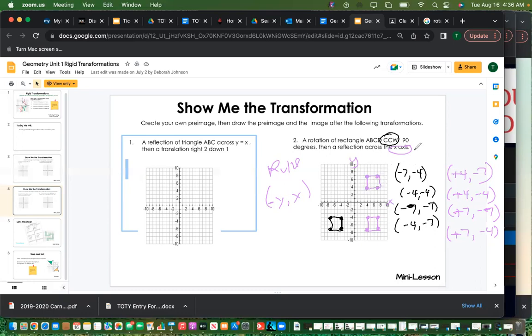Okay, remember the rule for reflecting across the x-axis is to change the sign of your y value. And that's exactly what we did. So if you're a rule follower or if you like to memorize a bunch of rules, that's how you could go about doing that.